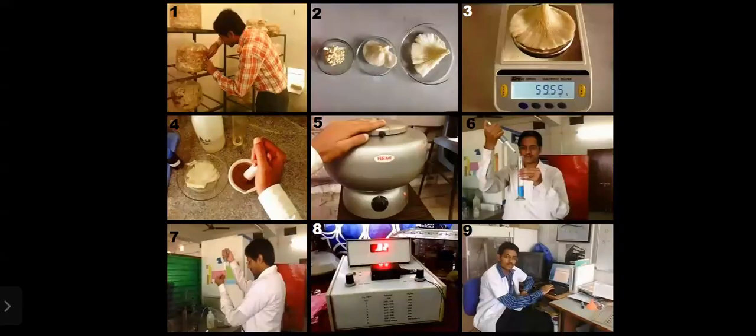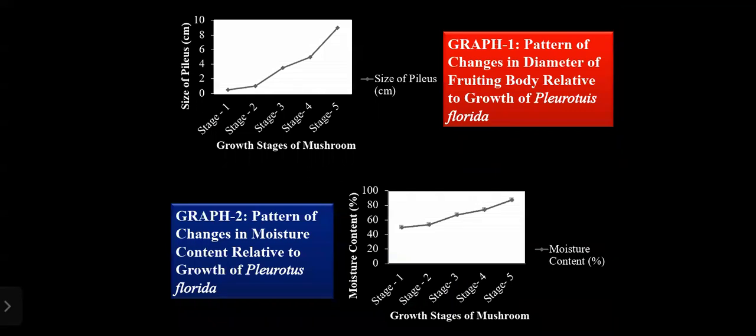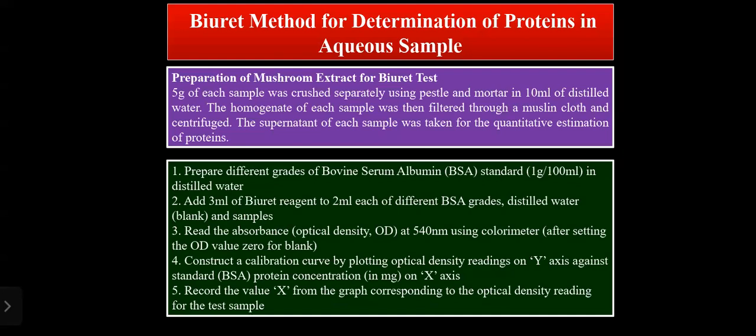As shown in this slide, we measured the size of the pileus and moisture content of equal weight of pileus from different growth stages of the mushroom, followed by estimation of its protein content. This is how we measured the moisture content. Here we find that both moisture content and size of the pileus increase with successive growth. For estimation of total protein content, the Bradford method was used, which is a very simple and easy to use method based on colorimetric analysis of the intensity of color change in the sample.